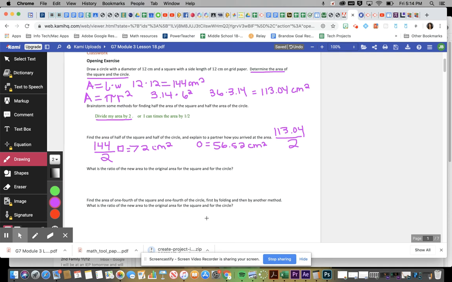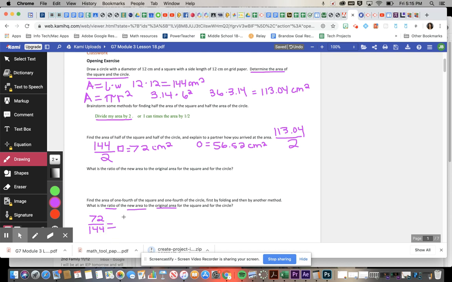What is the ratio of the new area to the original area for the square and for the circle? Okay, and I know that it needs a ratio, which we can write as a fraction, and the new area to the original area. So new area will be on top, original area on bottom. New area for the square was 72. Original was 144.